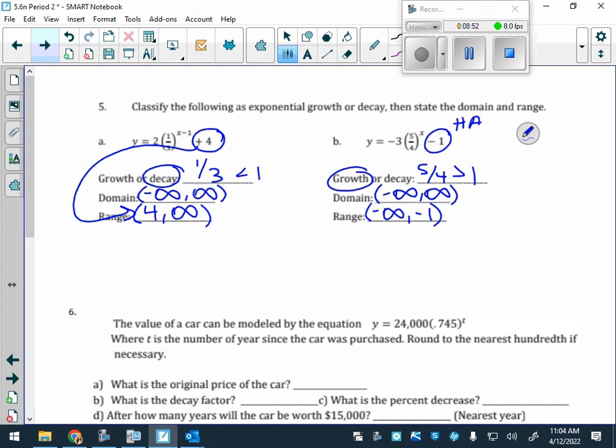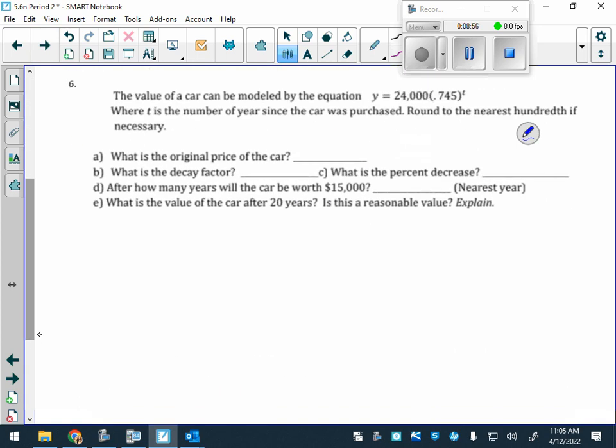Okay. Questions? Then the last one. Okay. Jackson, original price. 24,000. Good. Okay. What is the decay factor, Charlotte? Good. 0.745. Excellent. The percent decrease, Julia. That's the decay factor.